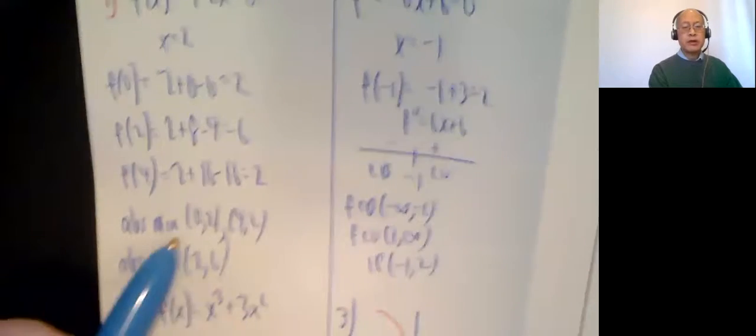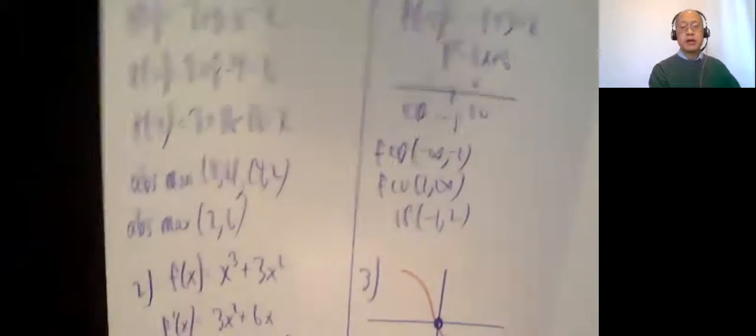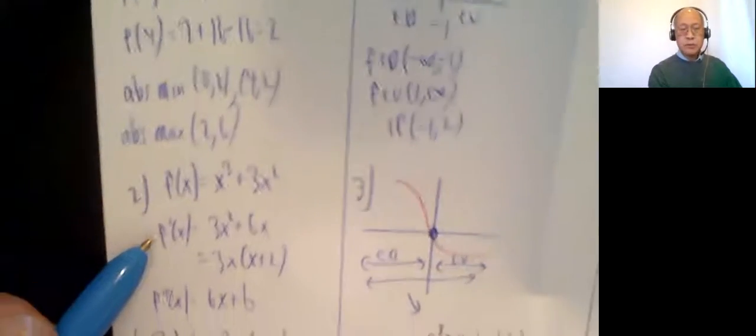So for the absolute minimum, we have a tie: (0, 2) and (4, 2). You should list them both. If there's a tie, you always list both of them. Absolute max is (2, 6).